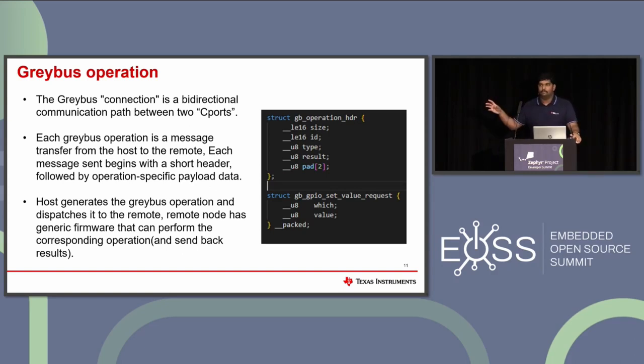So if the type is GPIO set value, then the GPIO set value handler at the remote node is called. There is also the concept of CPorts, but for simplicity, we are just talking about how the handler is invoked. And the payload is specific to each transaction. For this particular GPIO set value, the payload has the offset on the GPIO chip, and the value to set the GPIO to.